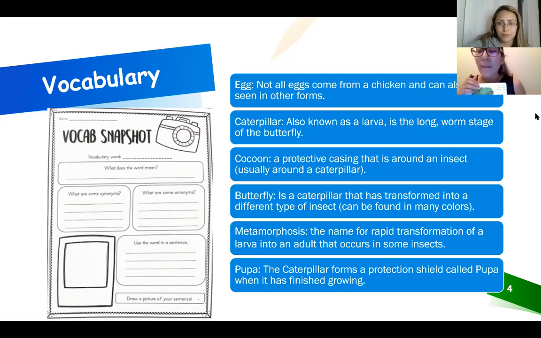Pupa. The caterpillar forms a protection called pupa when it has finished growing. Okay, so that's not really shown here, but we will be able to have another picture showing them about that. So now I will give the floor to Ms. Zuniga to help you guys keep going and remember the word life cycle.